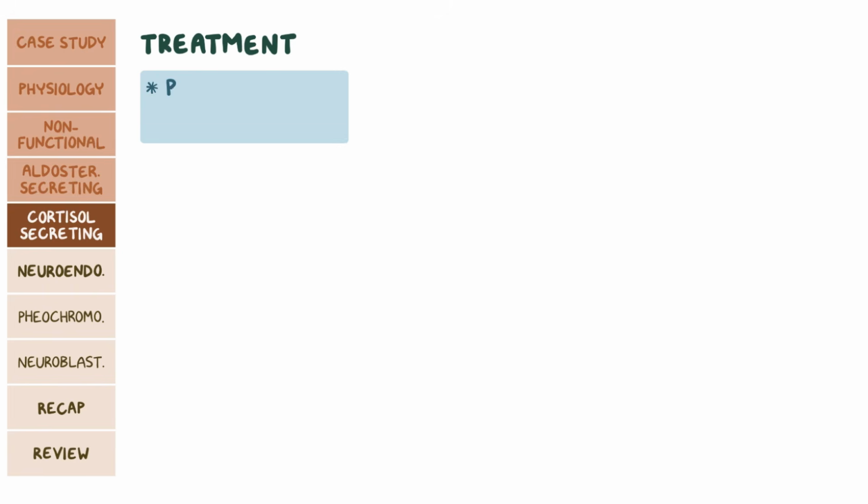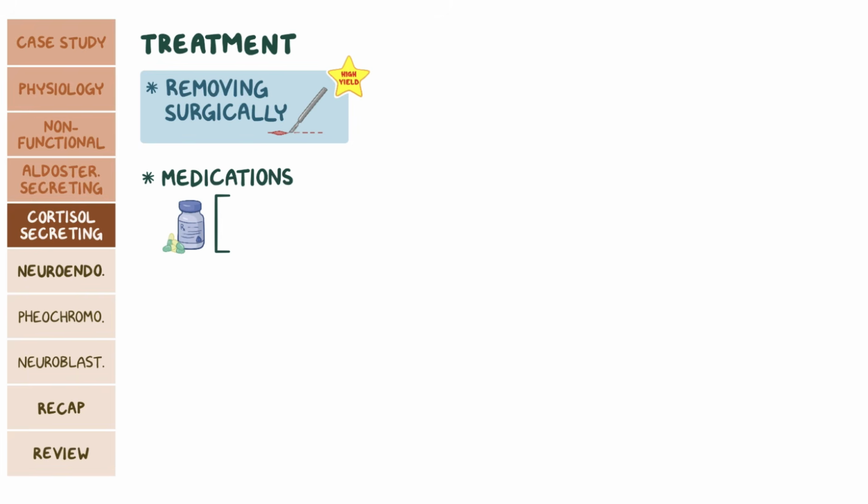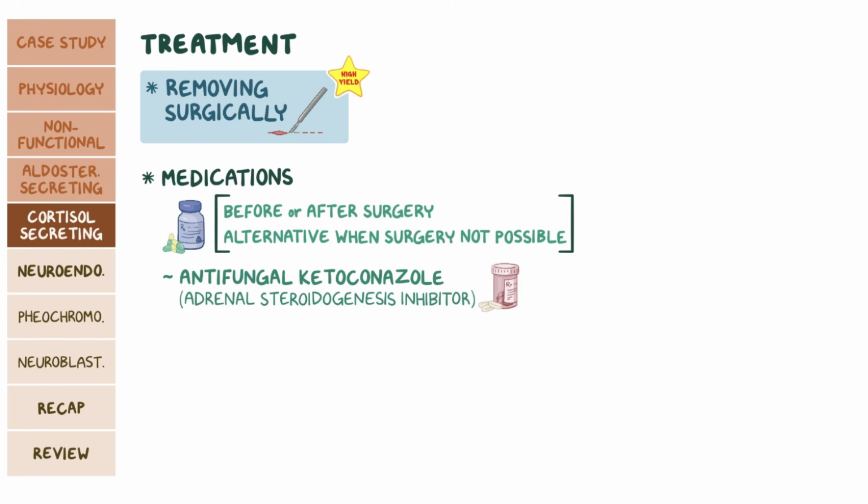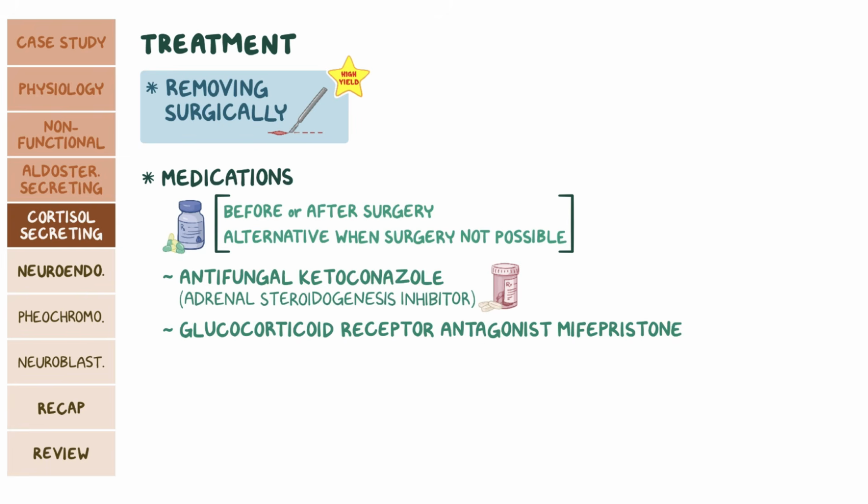Treatment consists of removing the tumor surgically. Sometimes, medication can be given before or after surgery, or as an alternative when surgery is not possible. The antifungal ketoconazole, which acts as an adrenal steroidogenesis inhibitor, is the most commonly used drug for Cushing's syndrome, mainly because of its rapid action. The glucocorticoid receptor antagonist mifepristone is also effective in controlling clinical morbidities, mainly glucose intolerance.